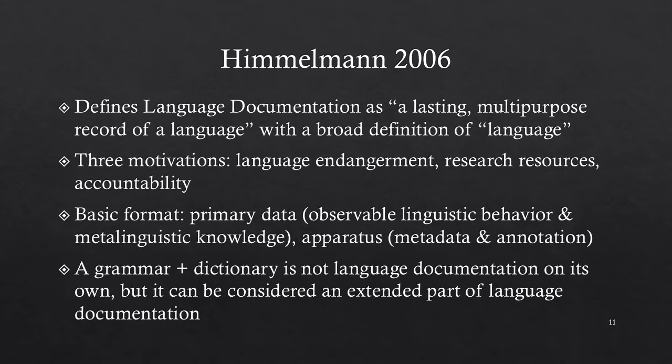There are two main parts: the primary data, which includes both observable linguistic behavior, that is, people speaking, having conversations, or singing, or performing a ritual, and metalinguistic knowledge. Metalinguistic knowledge includes information about verb paradigms or pragmatic information about what words are taboo or appropriate in certain contexts.